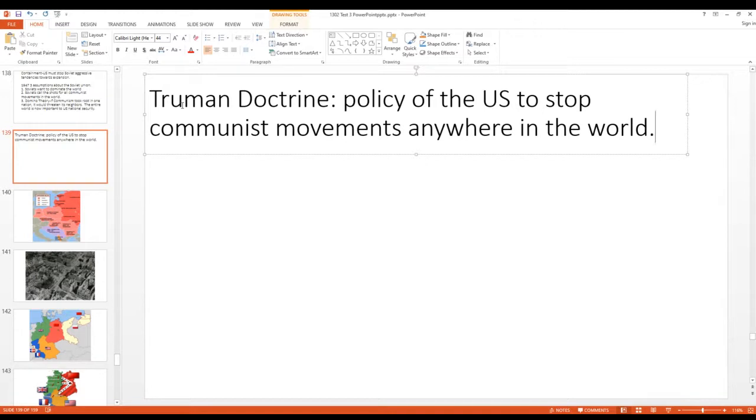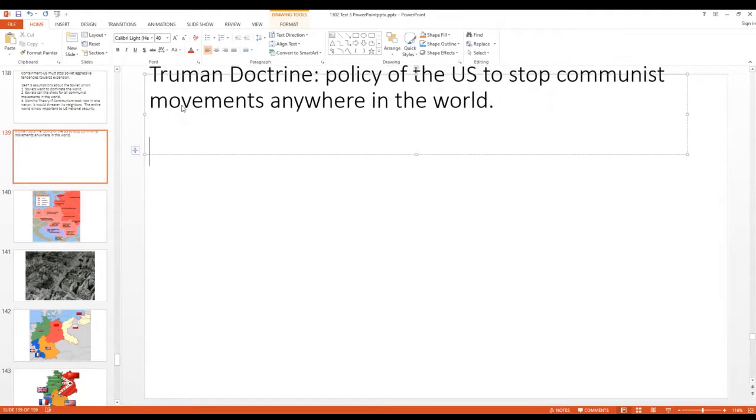This was initially centered on Greece and Turkey, where communist movements were making serious headway in both of those countries. And eventually, the United States will give help to both Greece and to Turkey under the Truman Doctrine to help defeat the communist movements there. Next up, what was called the Marshall Plan.